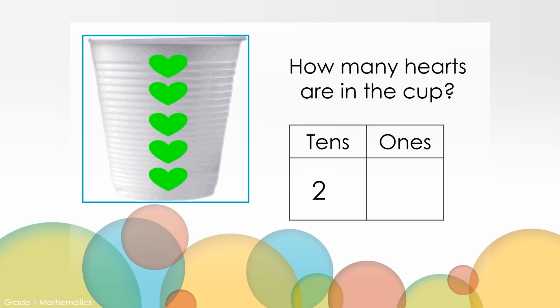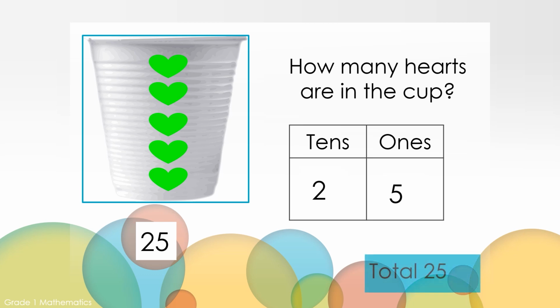Now we have 25 hearts. 25 hearts is 2 groups of 10 and 5 ones. If I wanted to write a number to represent the total we have, what would I write? 25 hearts. Let's practice counting.